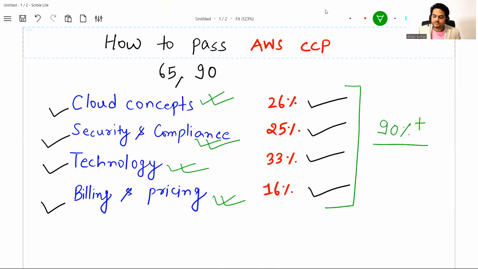You should target 90% plus. And how do you check your preparation? Now, let me take you to where I prepared from, okay?